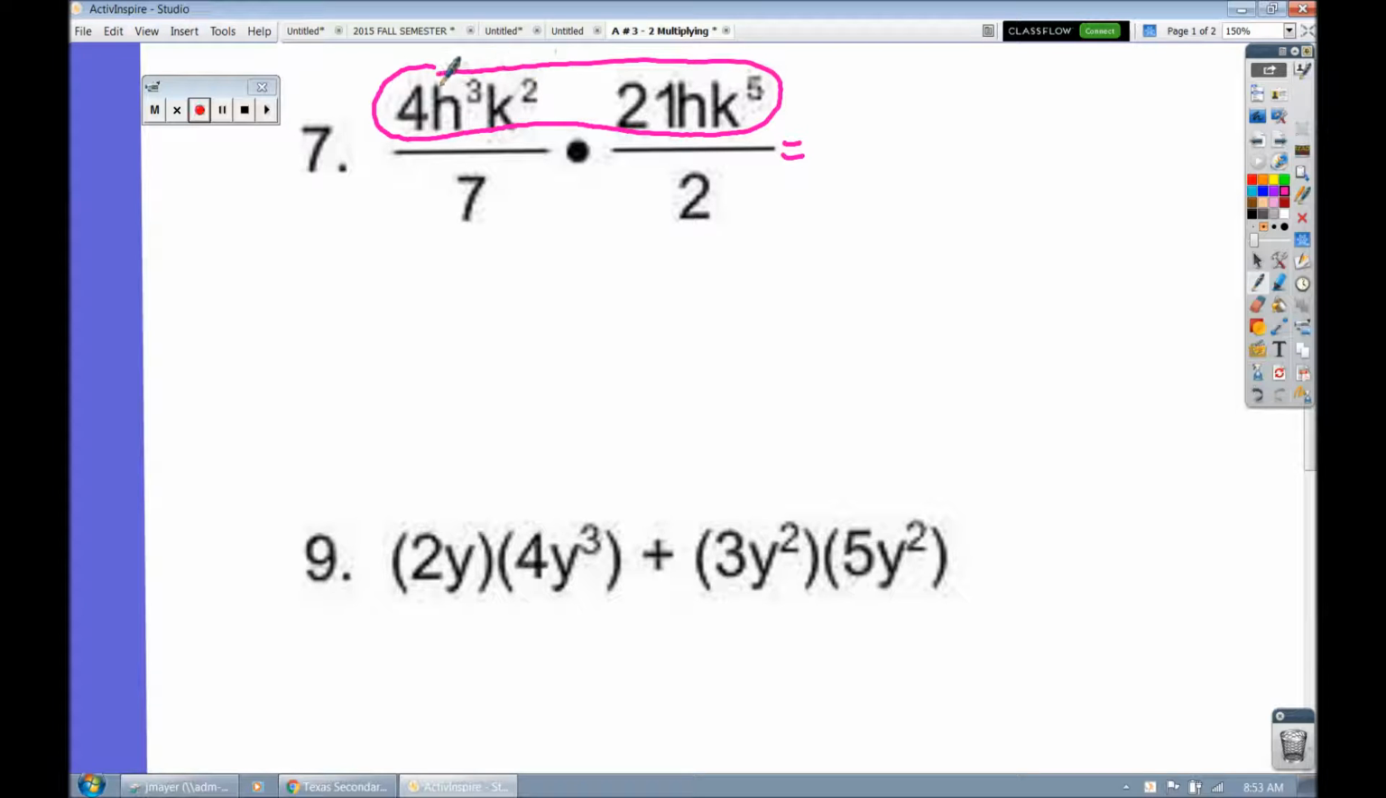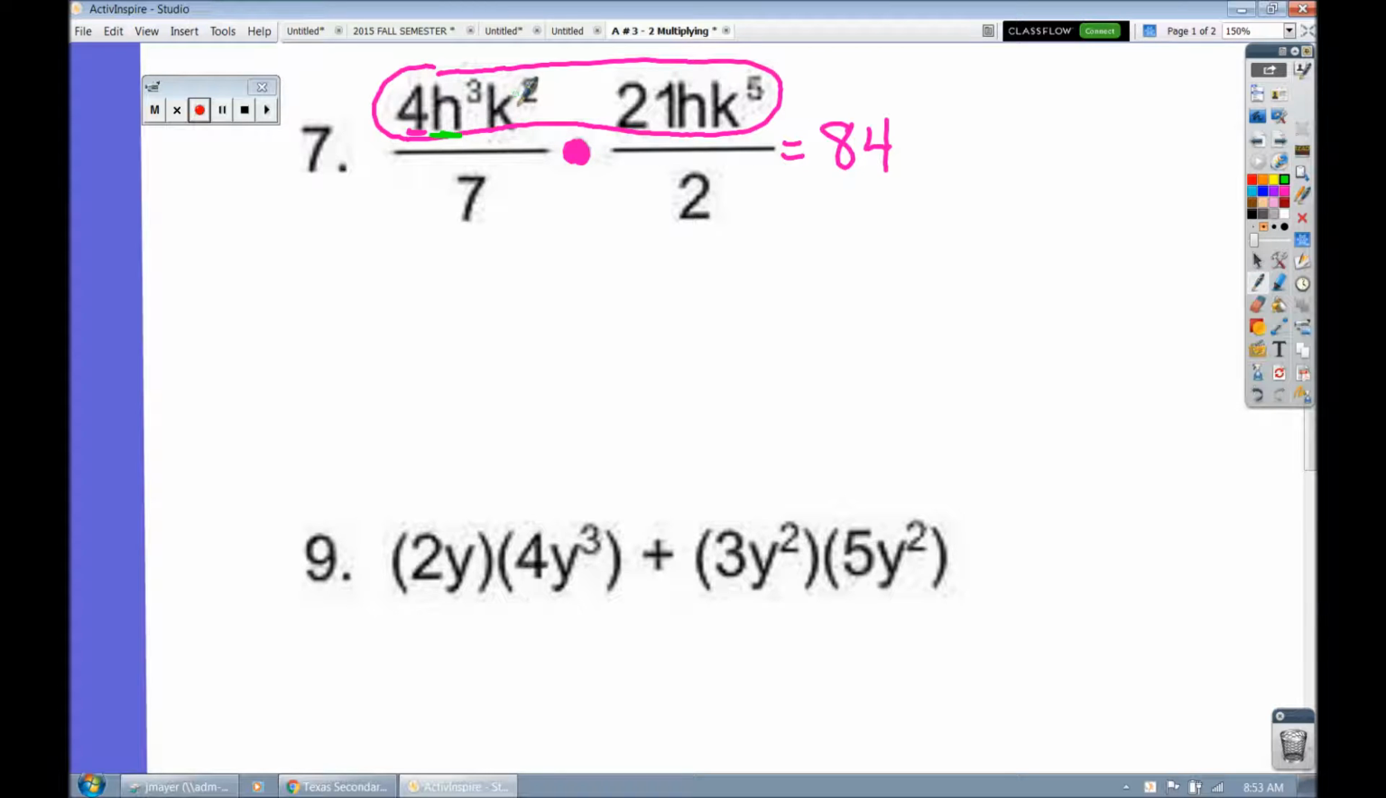And we're going to multiply, because that's what the little dot here insinuates. We're going to multiply just the numerator here at the top. So start with your numbers. 4 times 21. That is 84. All right, we're done with the numbers. Let's look at the letters.